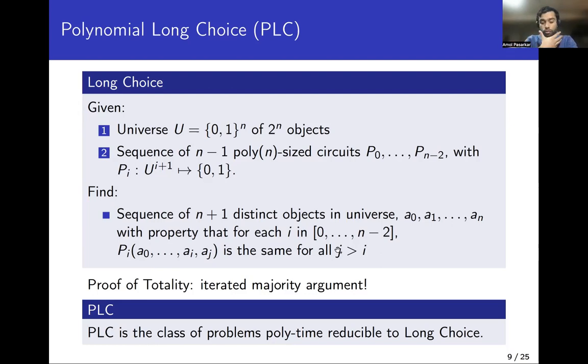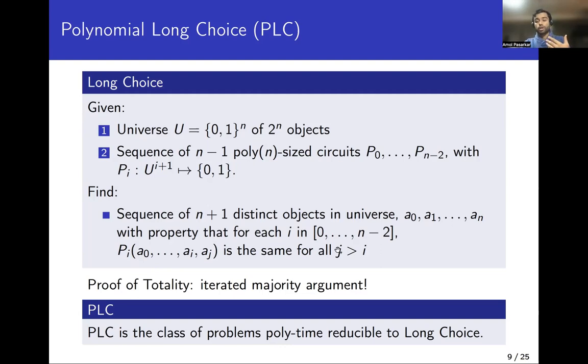So the challenge, again, for player 1 is to generate this long sequence of objects from this universe. And we should take a pause at this point and think about why this problem is actually hard. After all, we did give a seemingly constructive procedure for player 1 to win the 2-player game that we described, and long choice is really just a formulation of that 2-player game. And a big challenge here is that estimating the majority of roughly 2 to the n elements, or estimating the majority at any stage of this game in poly n time is extremely hard.